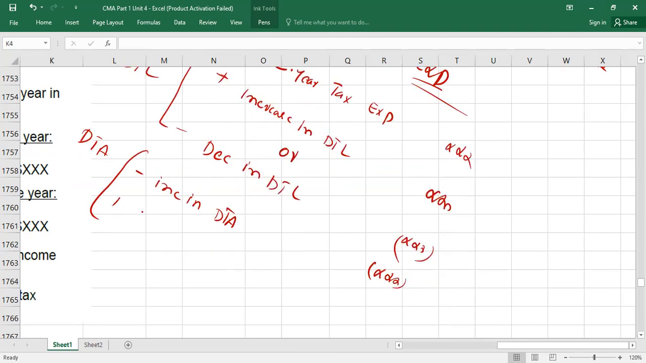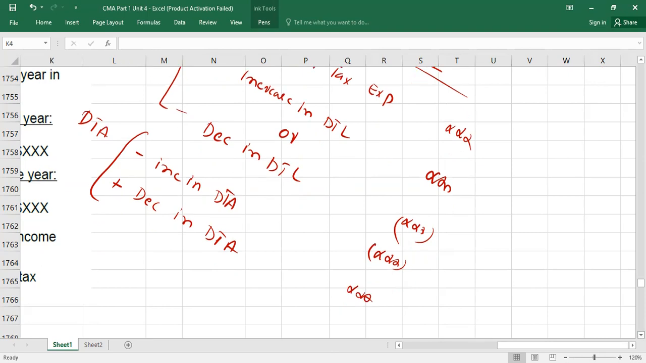And whenever there is a decrease in deferred tax asset, what was the entry when there is a decrease? Deferred tax asset was credit. Credit because decrease, asset should be credit. What should be debit? Expense. Expense is debit, so that's why it will be added with the expense.